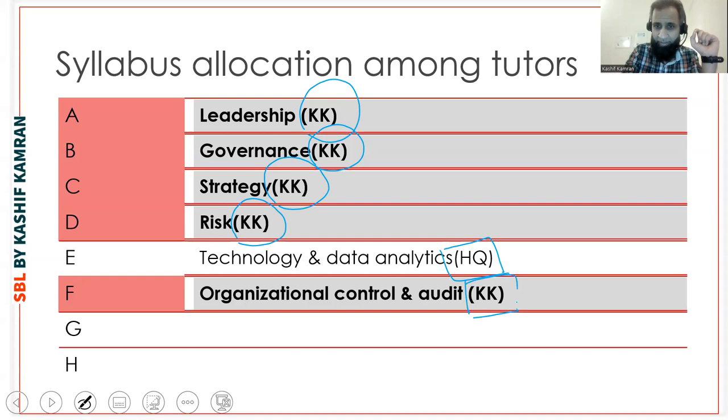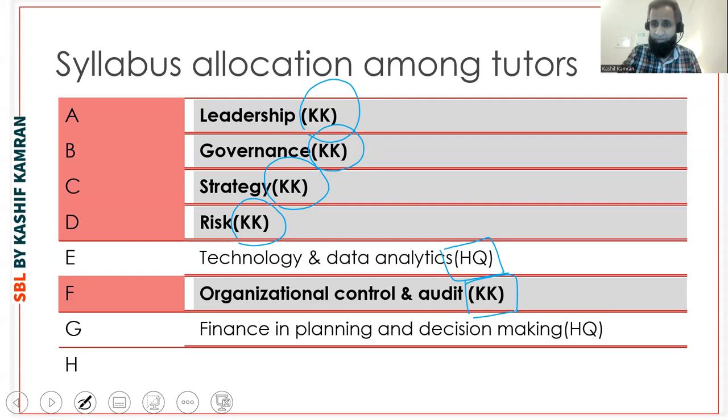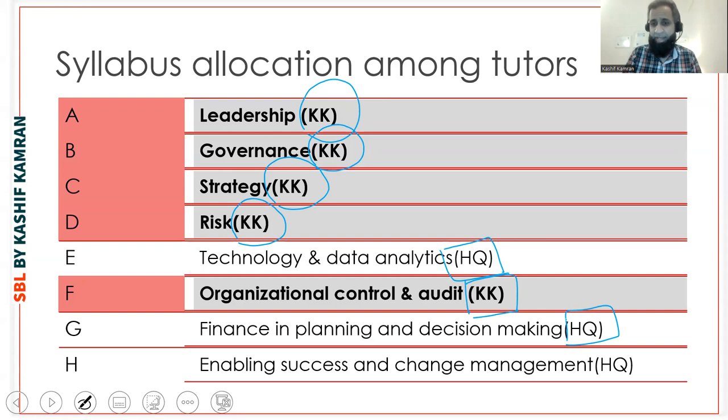Then syllabus area G, finance and planning and decision making, is the responsibility of Mr. Hussain Kazi. And syllabus area H, enabling success and change management, is another area of responsibility for Hussain Kazi. So there are 3 syllabus areas which Mr. Hussain Kazi is looking after: E, G, and H.